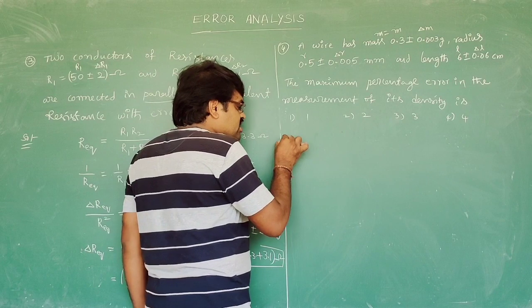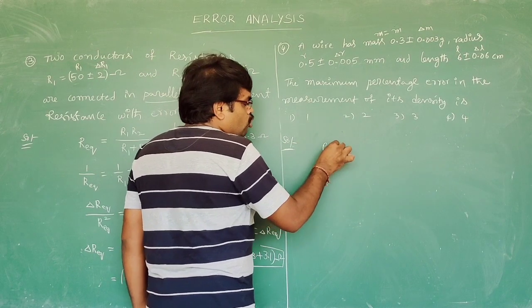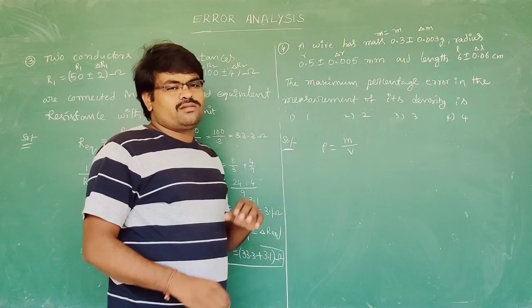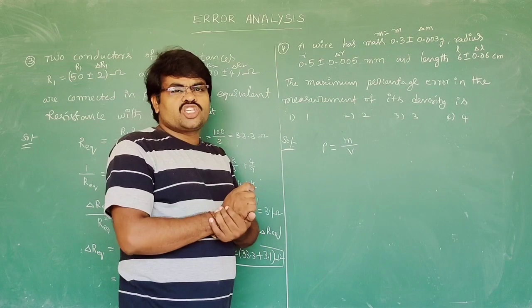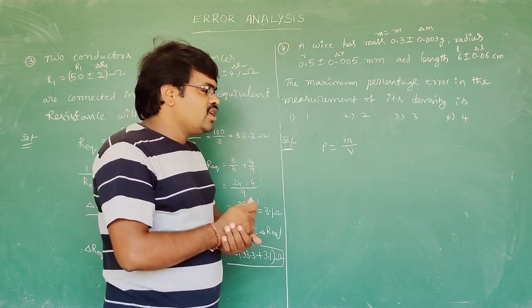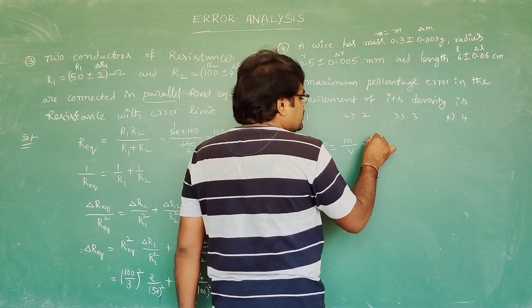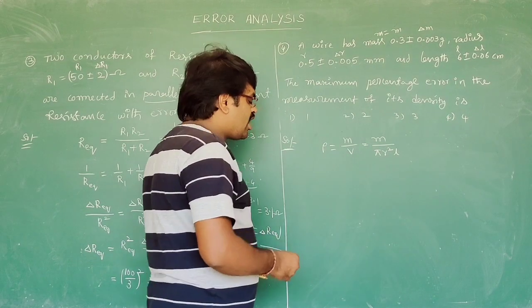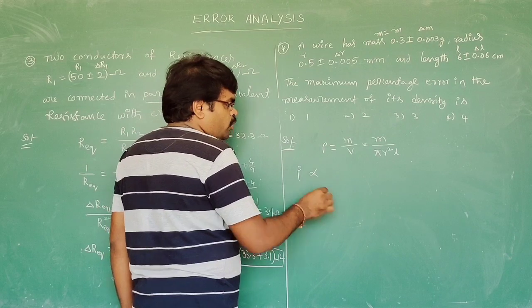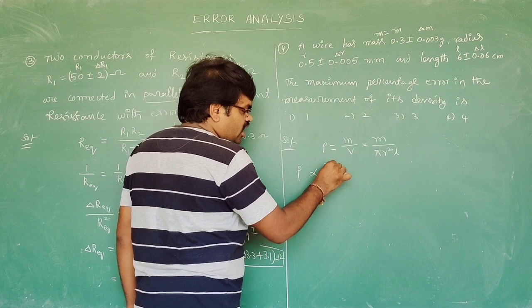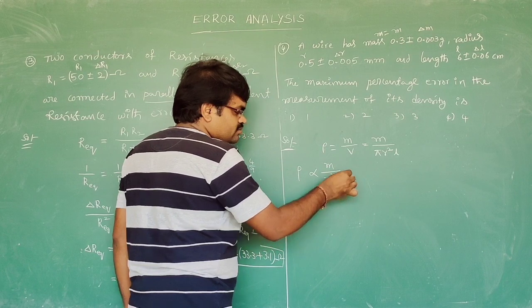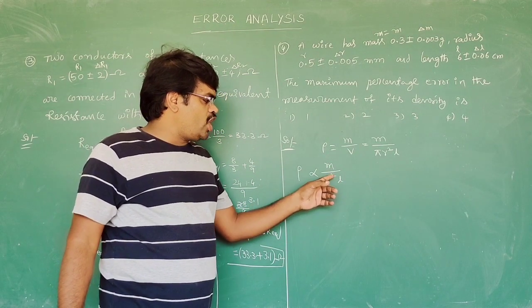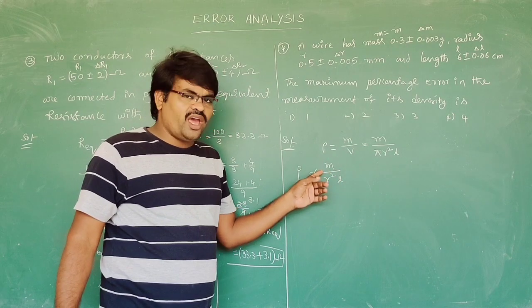Here the density of wire, rho, is equal to mass per volume. But what is the shape of the wire? The shape of the wire is like a cylinder. That's why the volume of the cylinder is pi r square L. Now the density is proportional to m by r square L, since pi is a constant. This is the combination of errors.